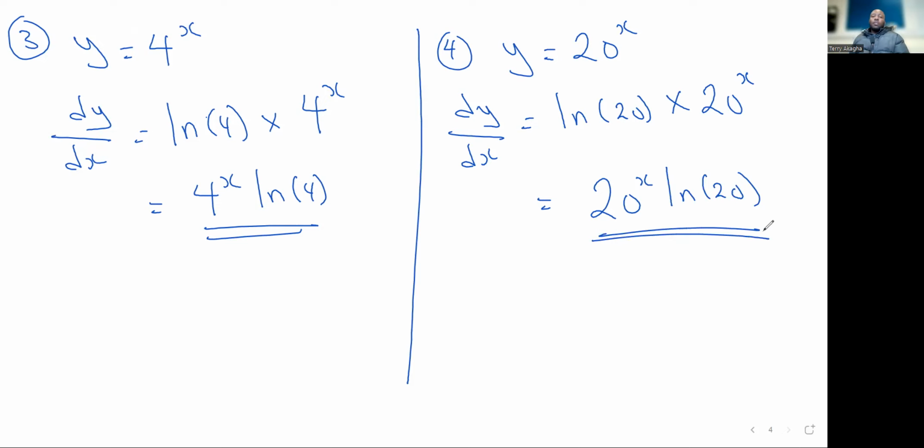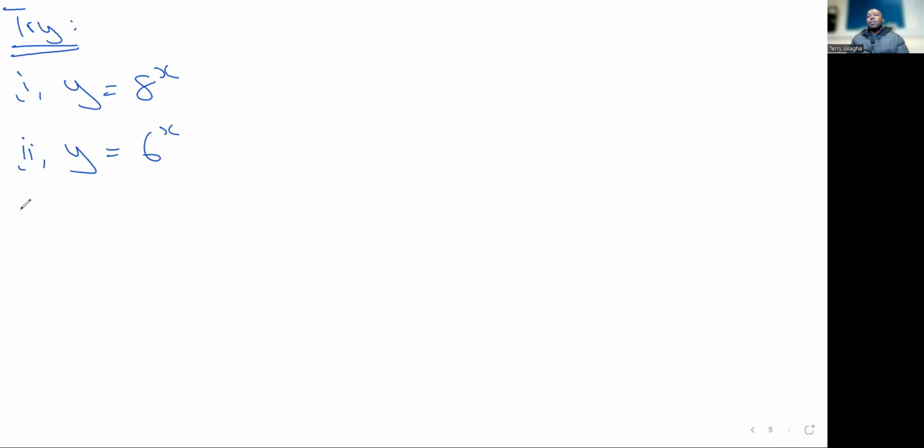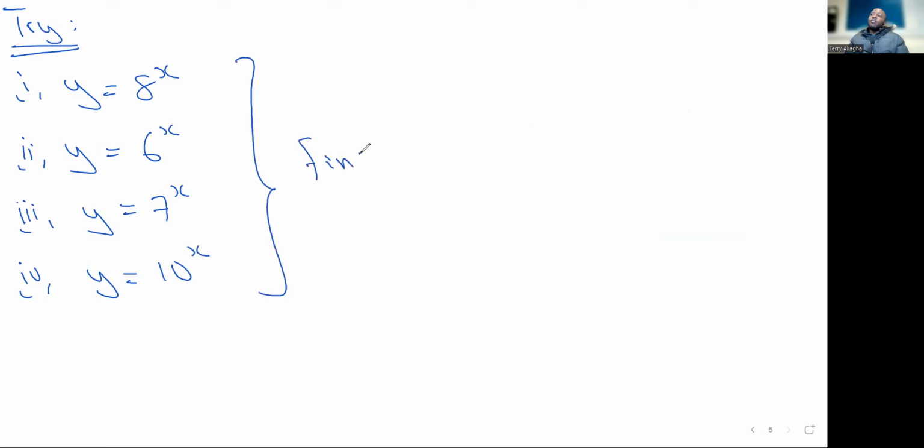All right. So I want you to try this once yourself. If you have y is equal to 8 raised to power x, y is equal to 6 raised to power x, y is equal to 7 raised to power x, y is equal to 10 raised to power x, I want you to now find the first derivative, the dy over dx for these.